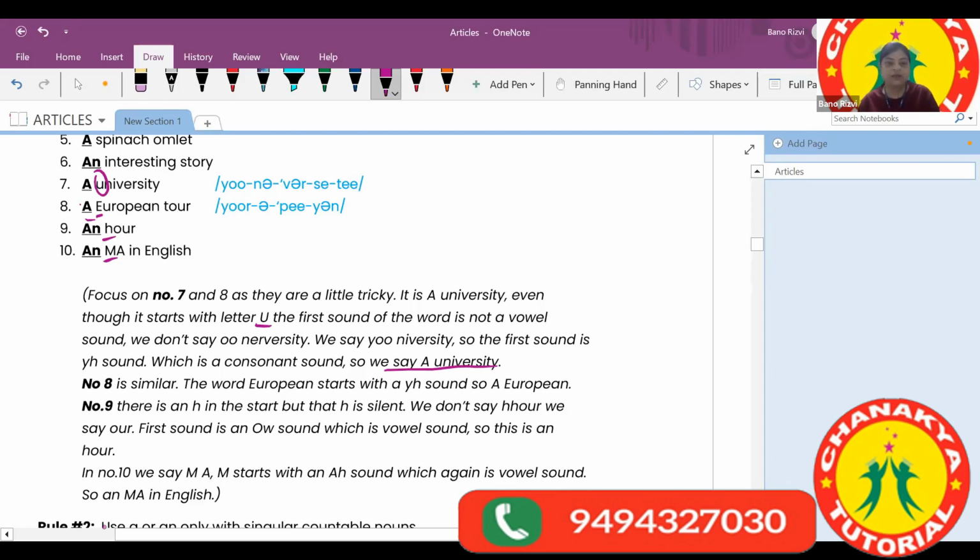Okay, now in the ninth one, the H is at the start, but that H is silent, and we don't say "hour" with an H sound. We do not pronounce the H. We say "our". So the first sound is an O sound, that is a vowel sound. So this is an hour. Okay, now in the tenth we have MA. M starts with an "em" sound, which is again a vowel sound. So it is an MA. The sound is of a vowel. So with all articles, when you are going to write where is A and where is AN, we have to focus on the pronunciation.